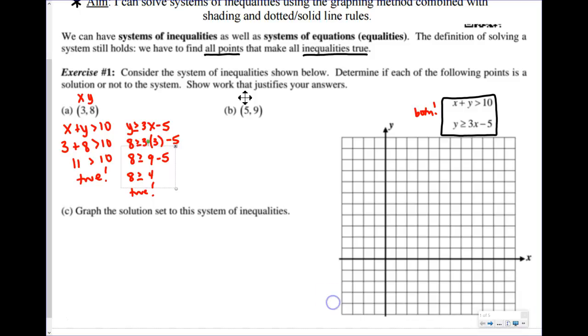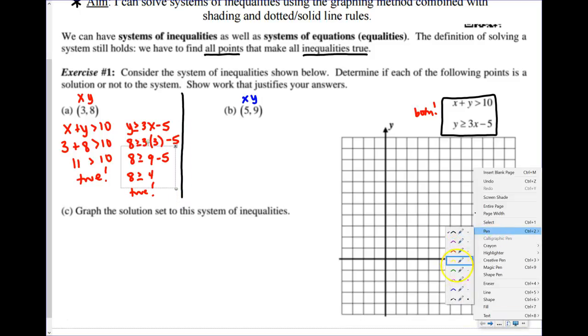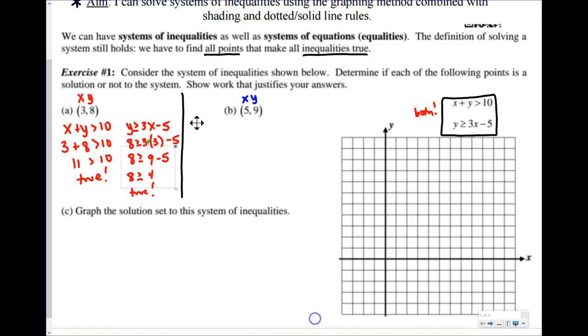So let's try B. Let's try 5, 9, a new xy point, and see if this one works. Let me draw a line here to separate these two because they're two separate problems. So the first equation again is that same one. X plus y is greater than 10. Remember, I'm getting these from over here. I'm going to plug in the 5 and the 9. So x is 5 and y is 9. 5 plus 9 is 14. Is 14 greater than 10? Yes, so it works for the first equation.